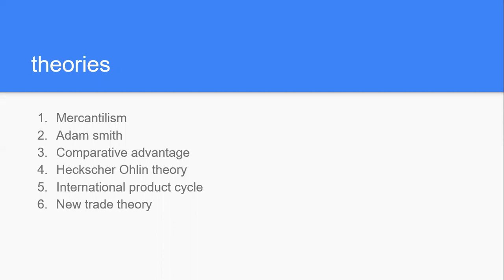Then lastly, we'll tackle the new trade theory, which was developed by Paul Krugman. He observed that some industries are characterized by high fixed cost production.